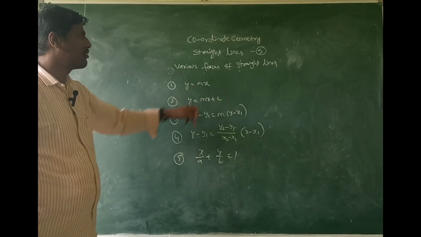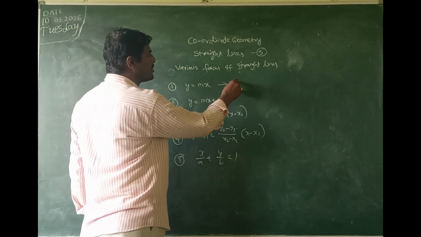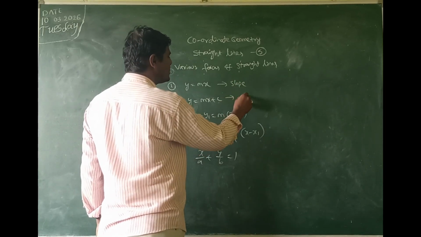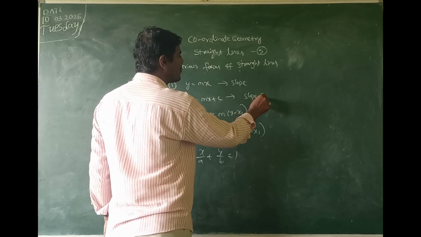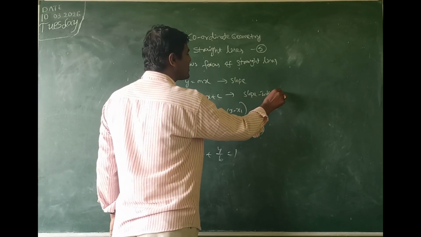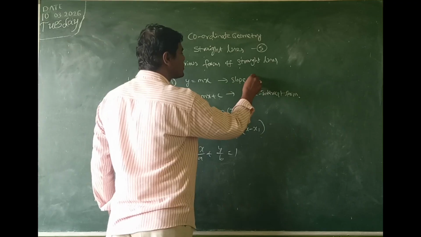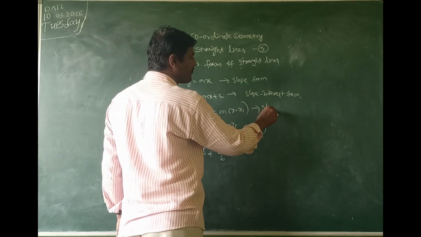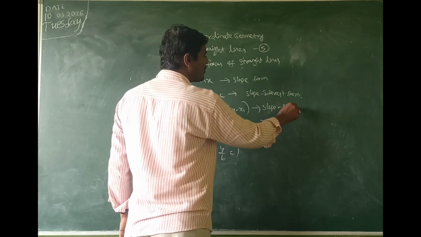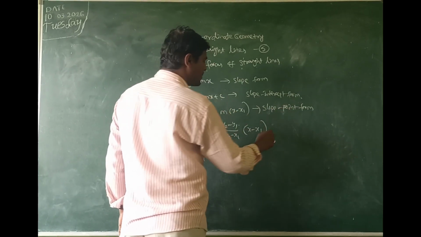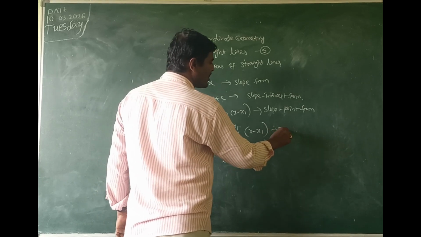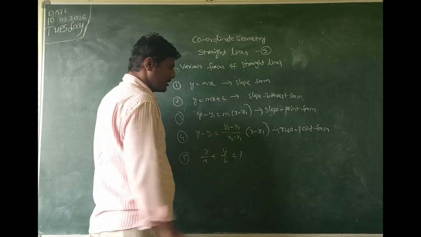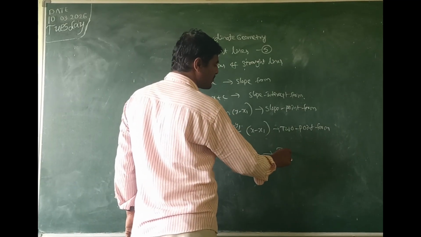This is y equal to mx, the slope form. This is slope intercept form. This is slope and point form. This is two-point form. This is intercept form.